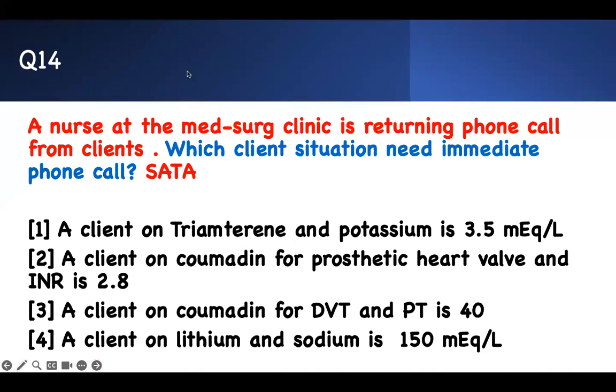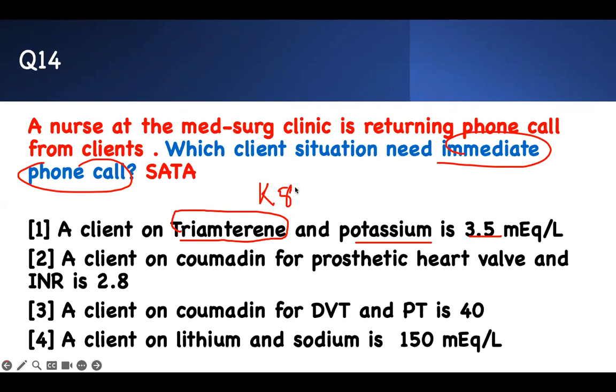Number 14. And the last one. A nurse at the med-surg clinic is returning phone calls from clients. Which client situation needs an immediate phone call? Priority, immediate phone call. A client on triamterene and potassium is 3.5. This is potassium-sparing. The potassium is low, it's normal, but on the low side. This is going to increase it. Why do you have to worry about it? Ignore it. This is not being sharp. You have to be sharp.